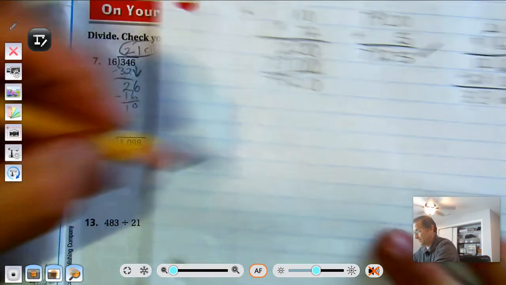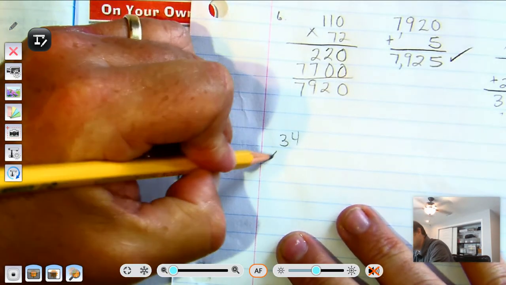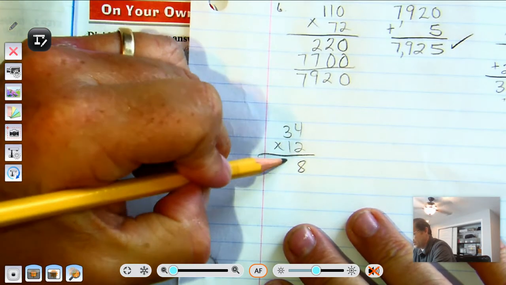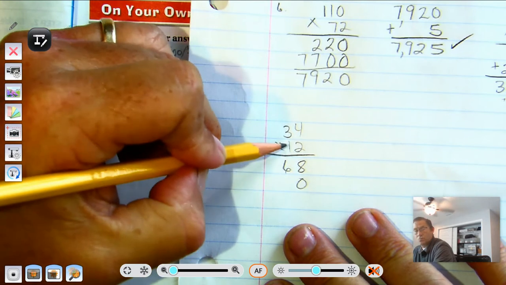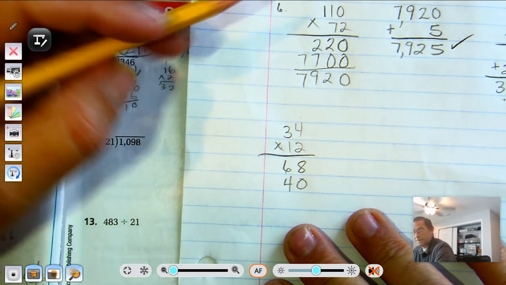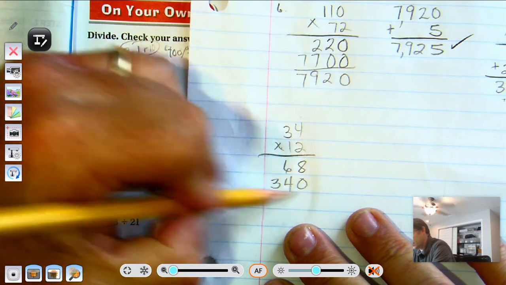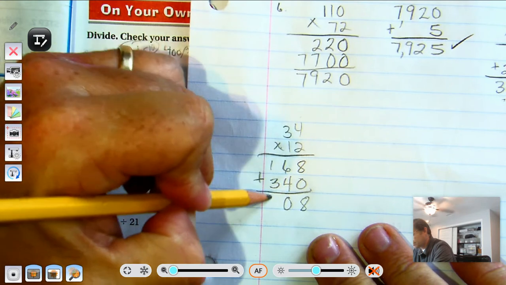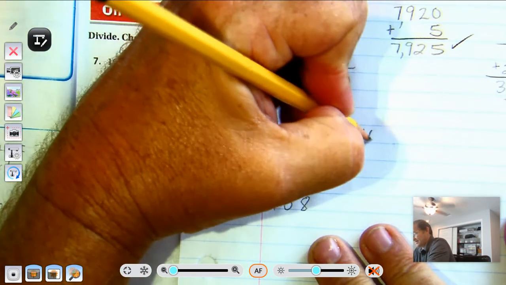34 times 12. 2 times 4 is 8. 2 times 3 is 6. 10 times 4 is 40. And 10 times 3 is 30. Add those together. 408.